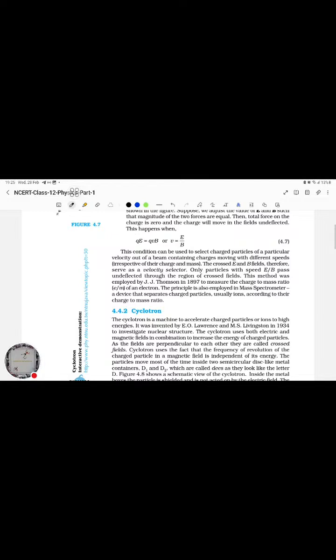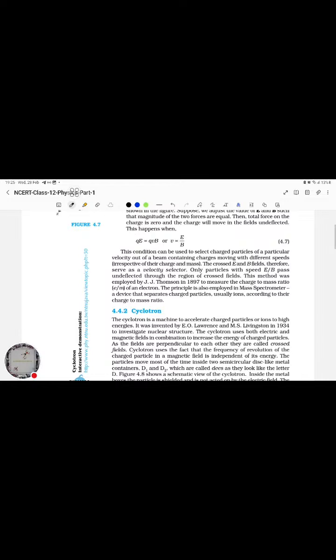Irrespective of their charge and mass, it can be useful in selecting certain particles. The crossed electric and magnetic fields therefore serve as a velocity selector. Only particles with a speed E by B pass undeflected through the region of crossed fields. This method was employed by J.J. Thomson to measure the charge to mass ratio, that is the e by m ratio.